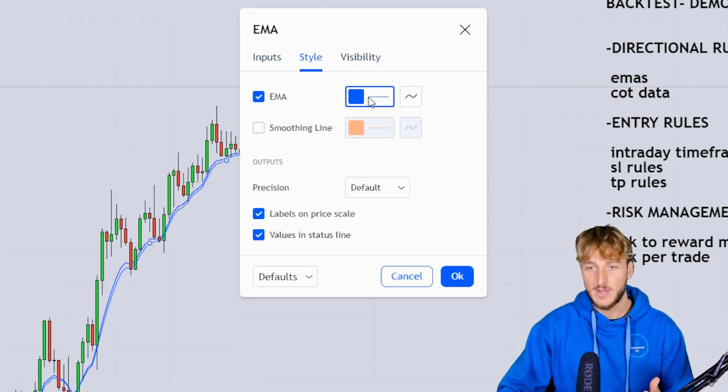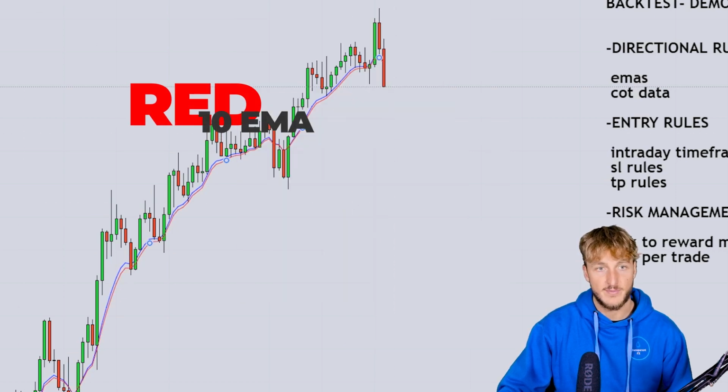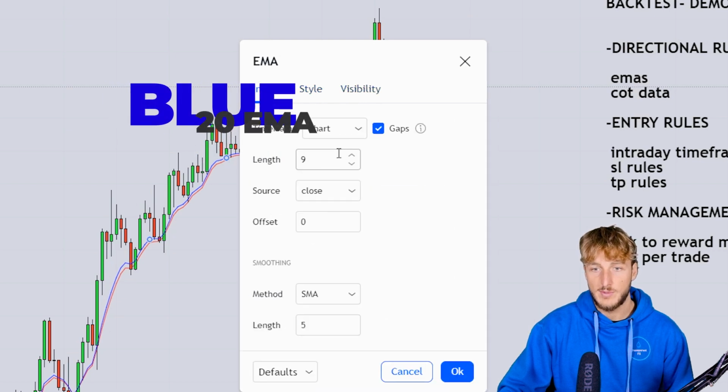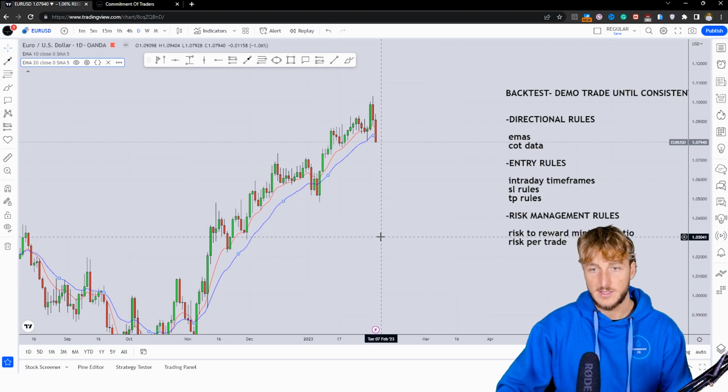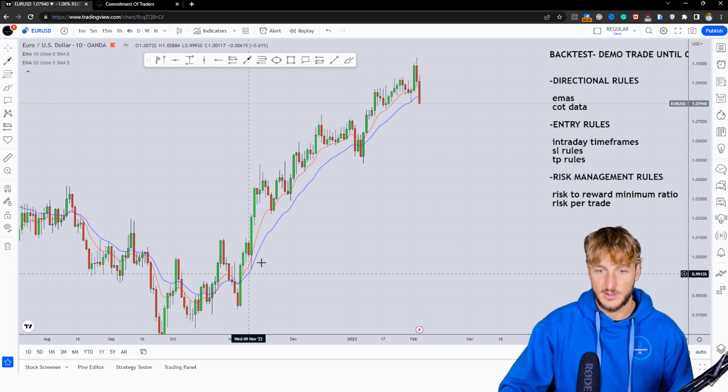Now, the 10 EMA, I like to have it in red because it is the faster EMA. And my 20 EMA, I like to have it in blue because it is my slower one. So as we can see now on the chart, we clearly have our 10 and 20 EMAs.